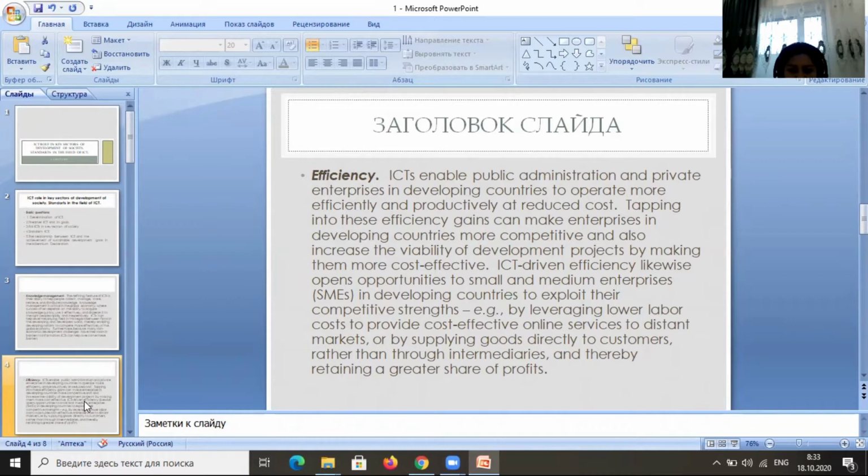ICT driving efficiency likewise opens up opportunities for small and medium enterprises in developing countries to exploit their competitive strengths by leveraging lower labor costs to provide cost-effective online services to distant markets, or by supplying goods directly to customers rather than through intermediaries, and so retaining a greater share of profits.